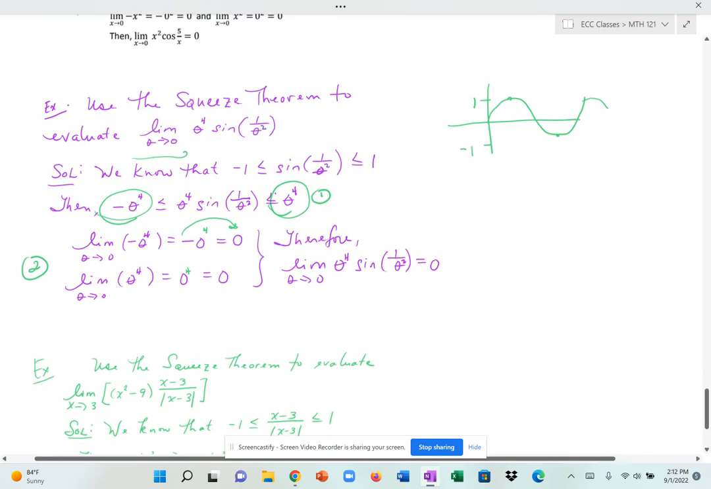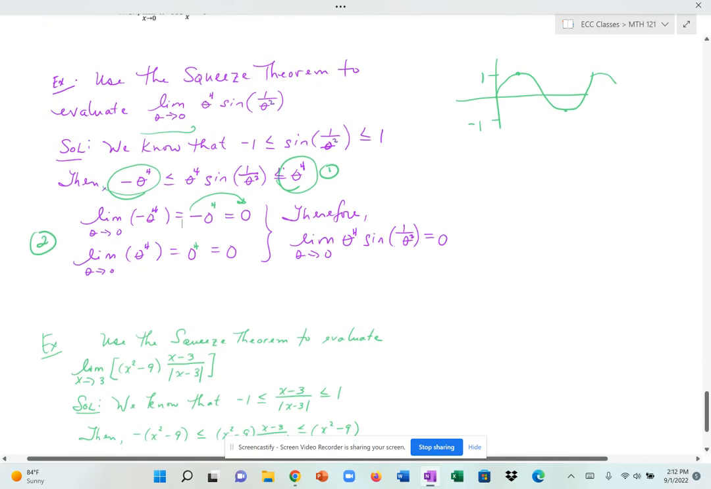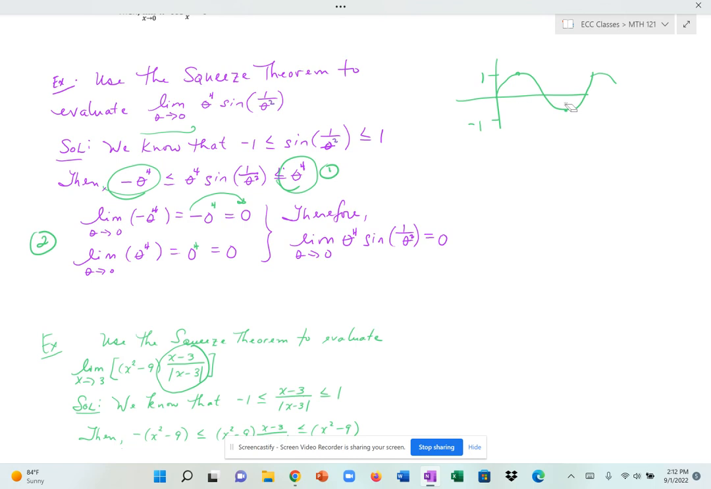Okay, here's another one where we use squeeze theorem. And again, it's referencing a previous lesson. So use squeeze theorem to evaluate the limit as x approaches 3 of x squared minus 9 over x minus 3 over the absolute value of x minus 3. So in a previous lesson, I showed you that when you have an absolute value in either the numerator or the denominator and the same expression without the absolute value in the numerator or denominator, then your limit as you get closer and closer to 3 is either going to be +1 or -1.